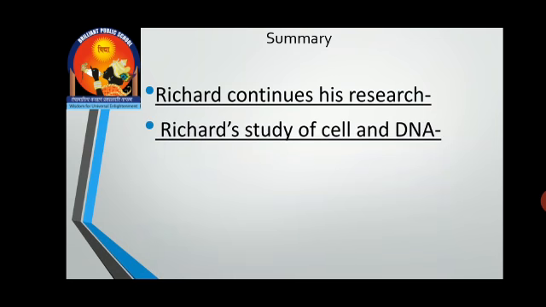Richard's study of cell and DNA. Richard joined Harvard University after summer. In his junior years, he got the idea of his new theory about cell life while looking at X-ray photos of the chemical structure of a hormone. He believed that his study would tell how the cell can read the blueprint of its DNA.